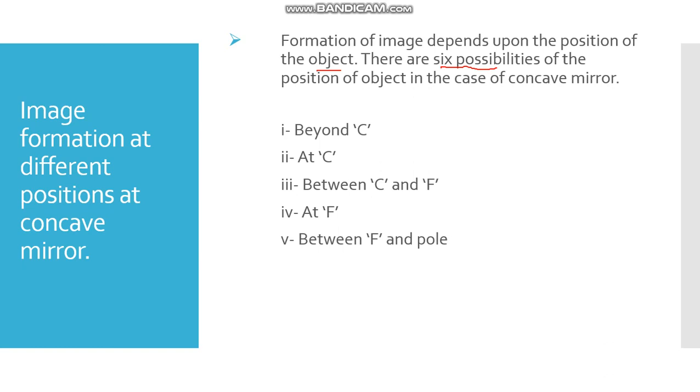Here you can see that the object is getting closer to the mirror. First it is beyond C, then it is at C, and it is getting closer. So it is between C and F, then at F, then between F and pole, and the final case would be object at infinity, where the object is placed very far from the mirror. So let's talk about all these 6 possibilities one by one.